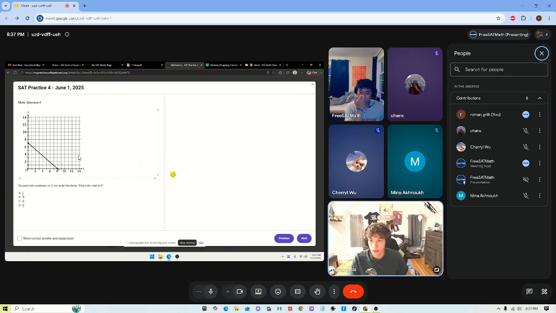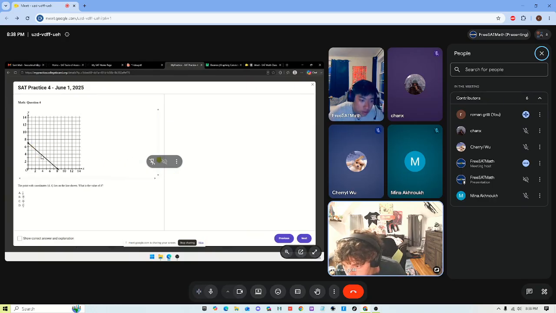This is your question. Okay. The point with coordinates (d, 4) lies on the line shown. What's the value of d? Okay, so this one we can use a table for sure, because it looks like it goes through some points pretty much for sure.